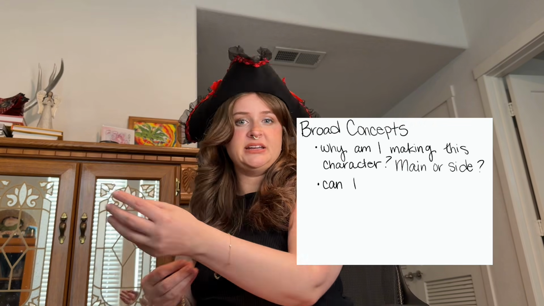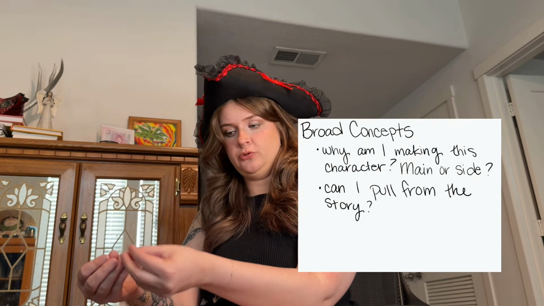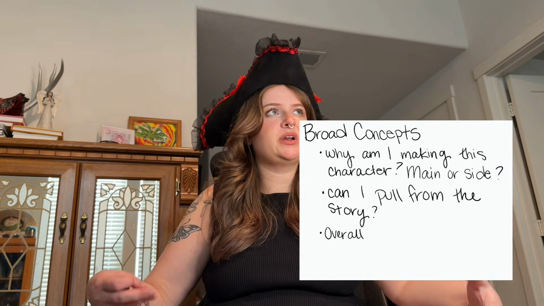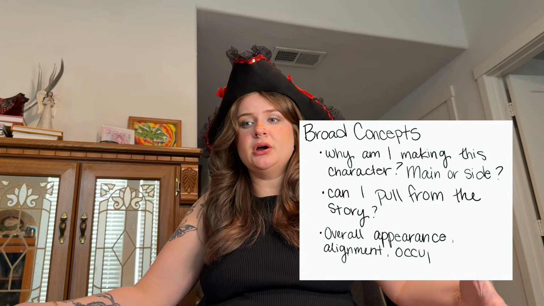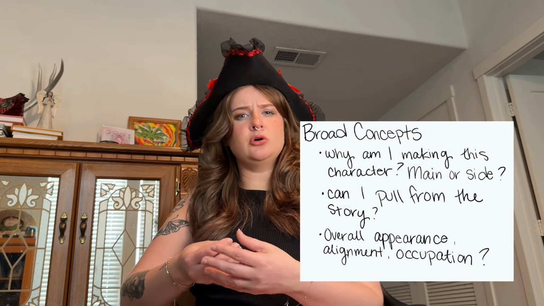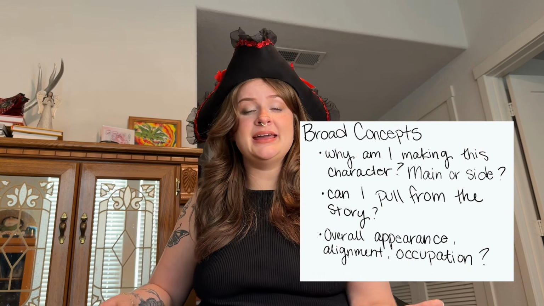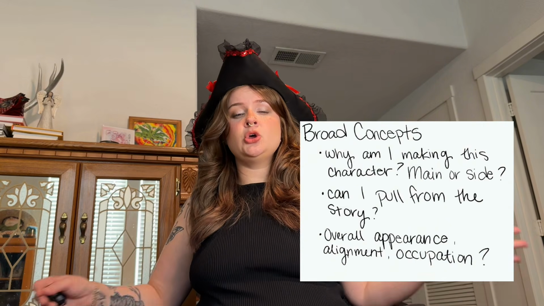Maybe the next step is referencing an existing character. Maybe you're trying to fill a role like a double agent. So that is going to be a very specific character, and you're going to already have elements from the story to pull from. Some of the things that you're going to want to consider during this step are things like their general overall appearance, their alignment, their occupation. All of these are going to help you start to build out that character.